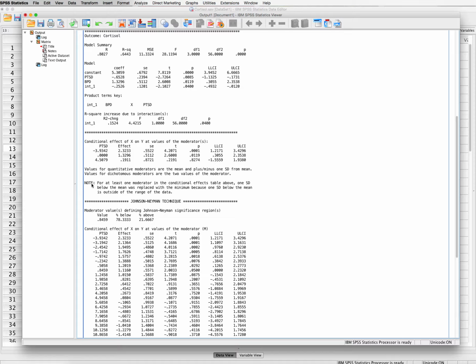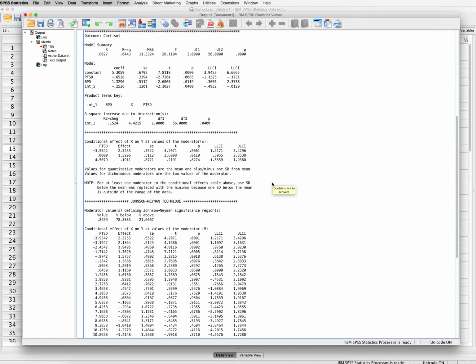And if you look at the note, it basically tells you that for at least one moderator in the conditional effects table, above 1 standard deviation below the mean was replaced with a minimum, because 1 standard deviation below the mean, it's outside of the range of the data. Okay, so that is that.